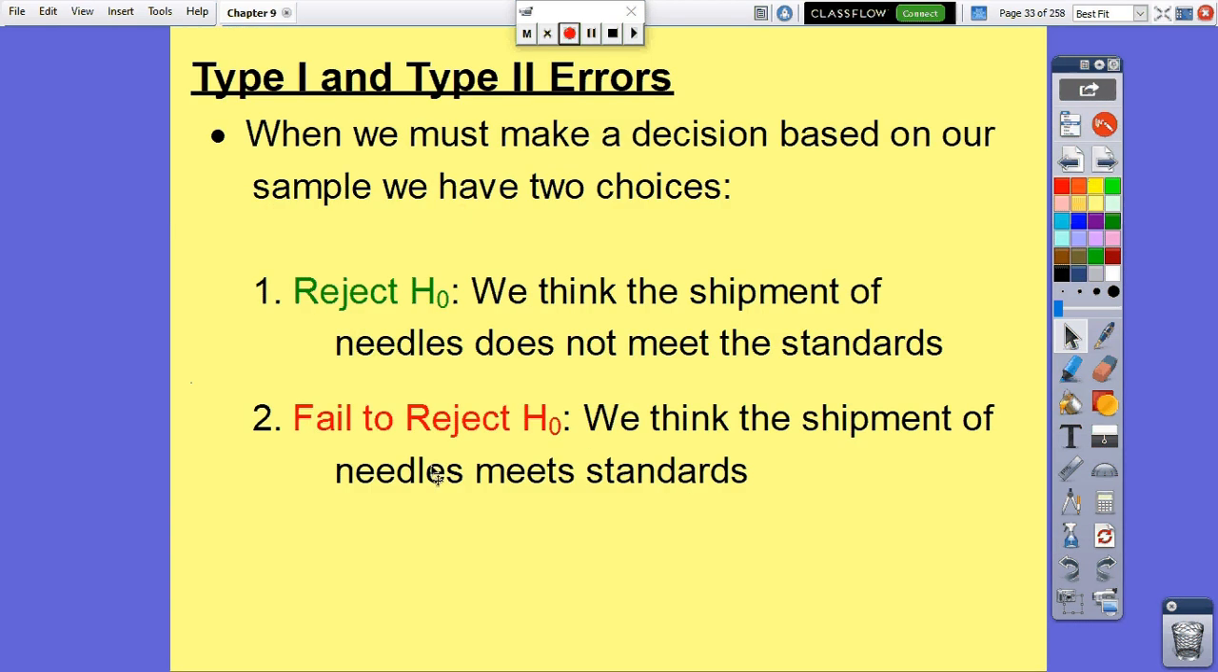Or maybe based on our sample evidence, we might decide just to fail to reject the null hypothesis. And we think the shipment of needles, they're okay. We thought they looked too big, but you know what? Based on our sample, we just don't have strong evidence that they're too big. So we will fail to reject the null hypothesis.